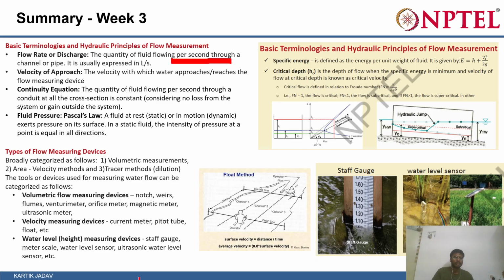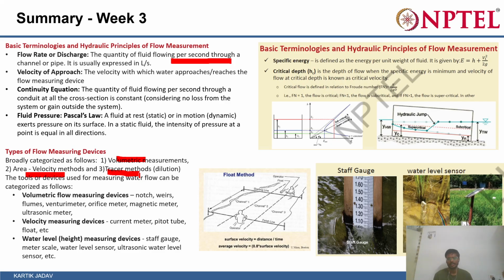Already there are different kinds of methods, but broadly they are classified into three: volumetric method, area-velocity method, and pressure method. In the volumetric method, we are just measuring by bucket or certain structures like notches, weirs, and flumes. In the velocity-area method, area and velocity need to be measured separately. For velocity measurement, there are devices like current meter, pitot tube, float, etc. And then you have a tracer method, the dilution method.